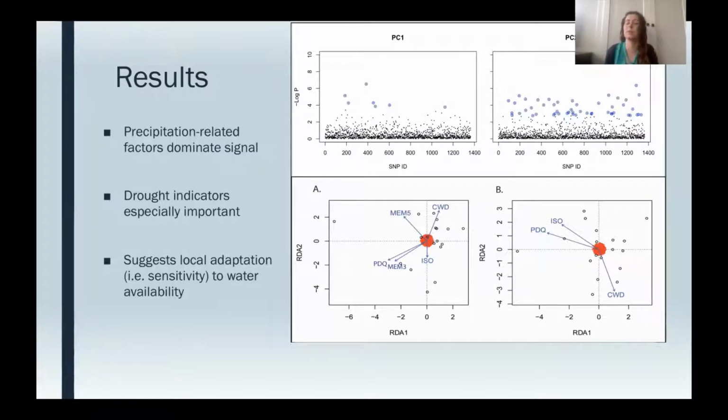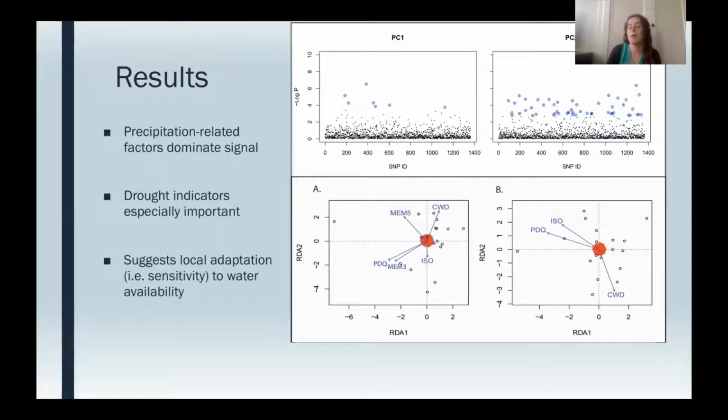And this story was very similar for the RDA. We completed model selection for the RDA with our full suite of environmental predictors. This told us that the three environmental predictors with the most predictive value were precipitation of the driest quarter, which for Mediterranean ecosystems is really summer precipitation; climate water deficit, which is an indicator of drought that's very important for Mediterranean climates; and isothermality, which is temperature fluctuation, to put it in a nutshell.